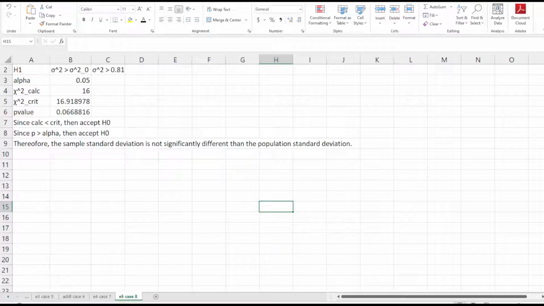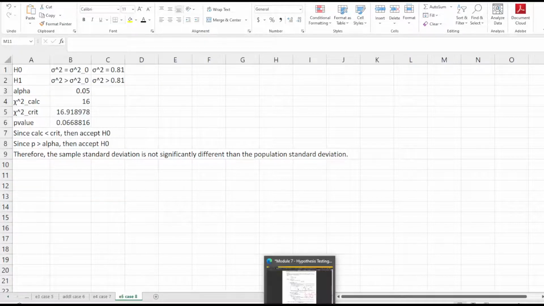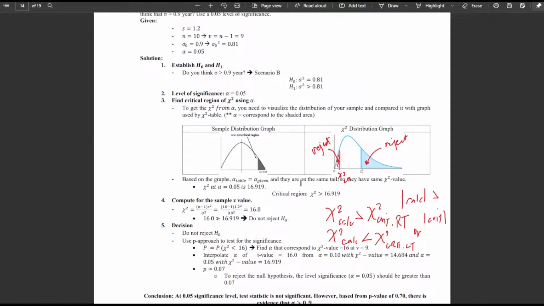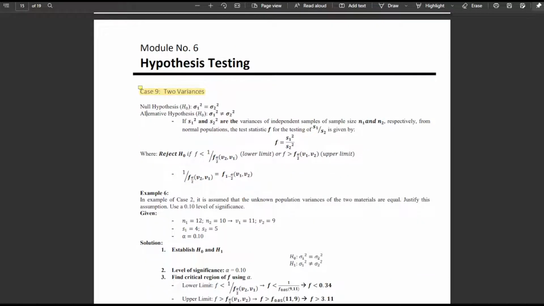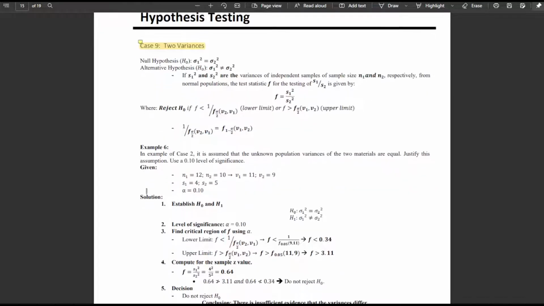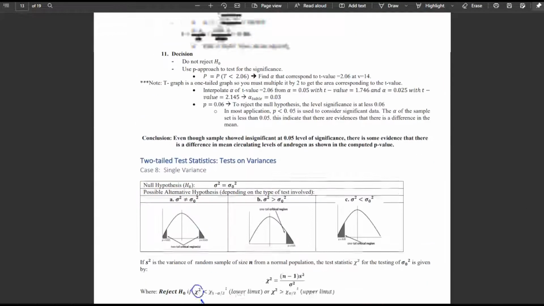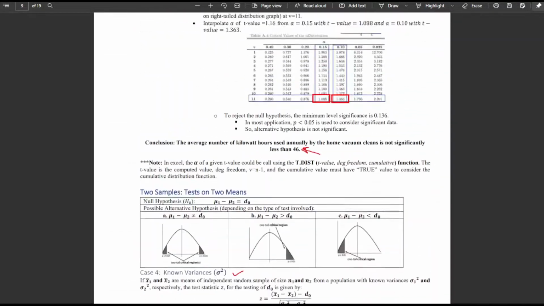Then we proceed to example number 6 naman. Now, let's proceed with the last example, no, of the module. And if you look at this, saan ba to? This is example number 6. And this is under case 9 with two variances, no? Okay? So, the problem is, for example number 6, sabi daw in the example of case 2, which I believe is, ano ba itong example ng case 2? That was, I don't know, example 1, I think.